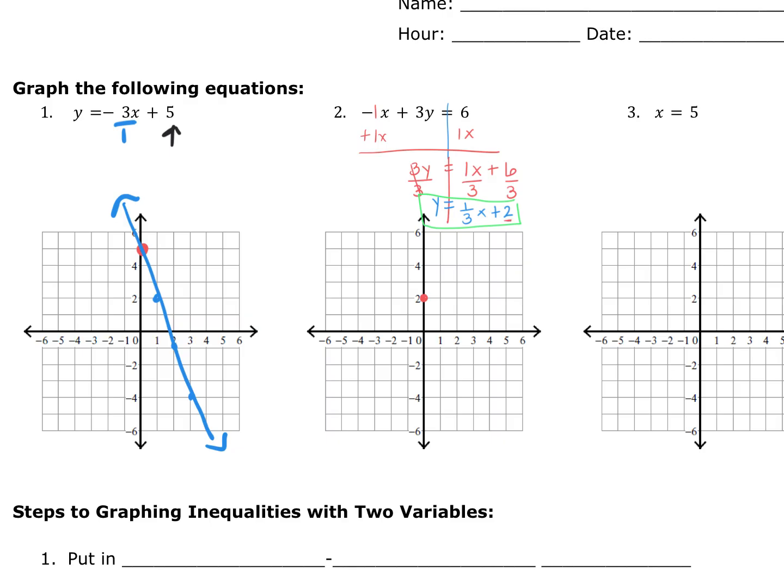And then I'm going to use my slope that they gave me, which is this 1/3 x. That tells me I'm going to go up 1 because the 1 is positive, and to the right 3. So up 1 to the right 3, up 1 to the right 3. If I can't go up 1 and to the right 3, I'm going to do the exact opposite. So now I'm going to go down 1 and to the left 3. And then you're just going to connect those points together.